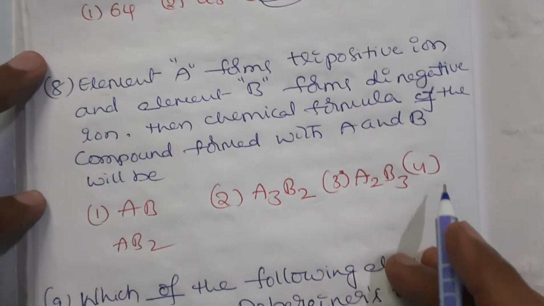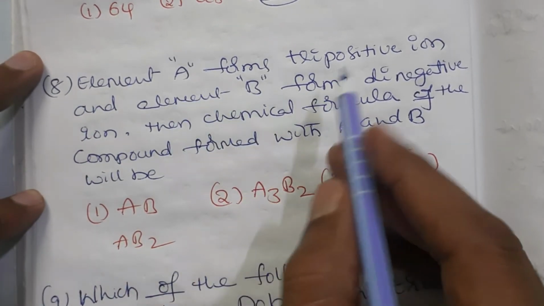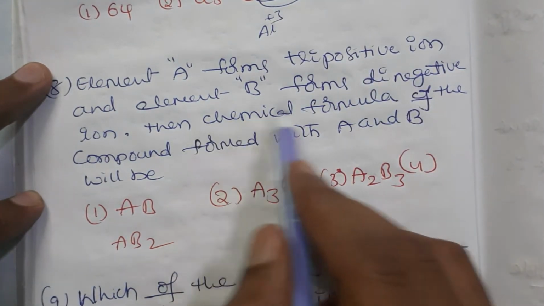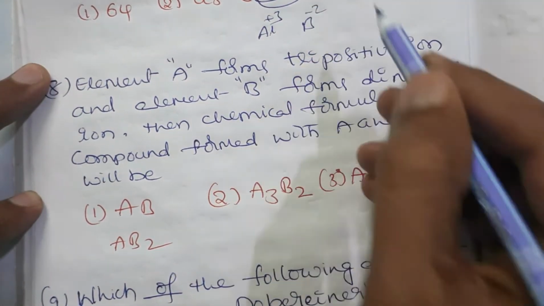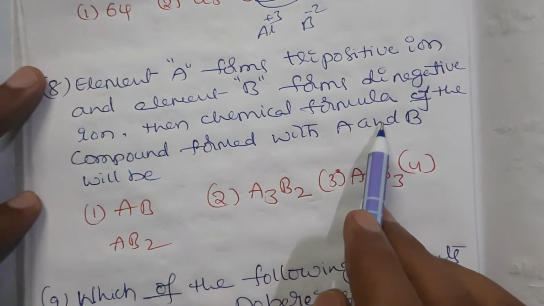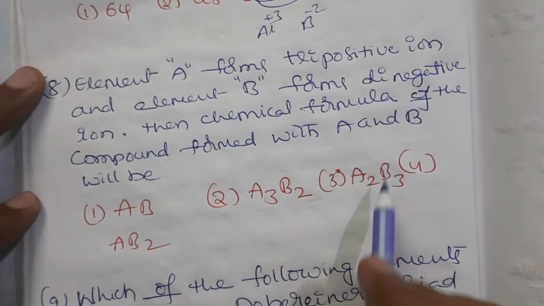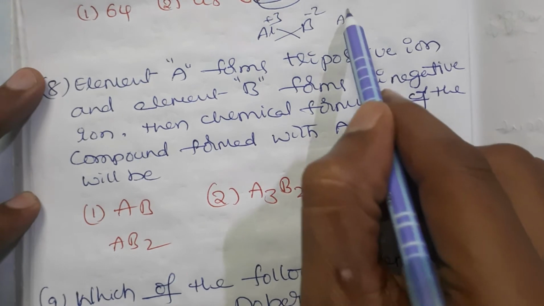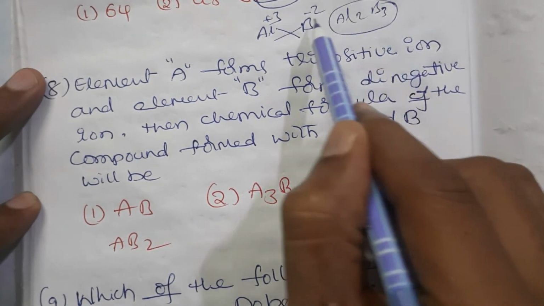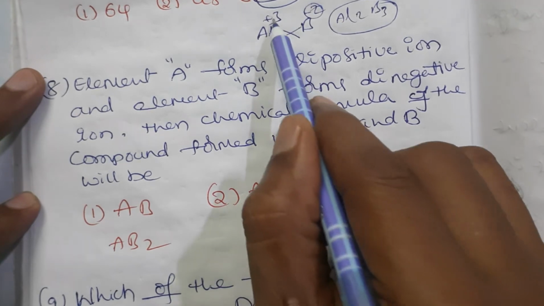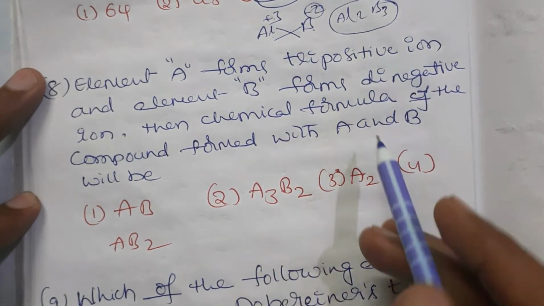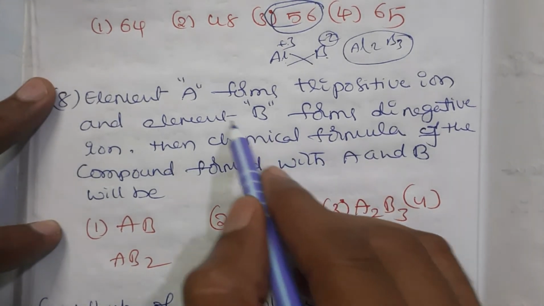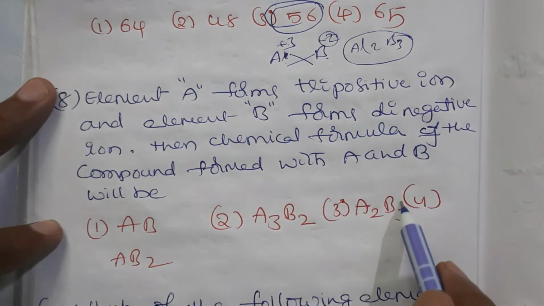Next, the 8th one: an element A forms a tri-positive ion and element B forms a di-negative ion. Then what is the chemical formula of the compound formed with A and B, students? By the crisscross method, the 2 goes here and the 3 goes here, so it will be A2B3, students. A is as given, not Al. A2B3, this is it.